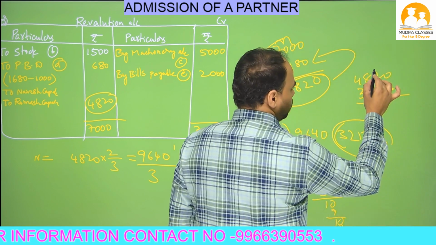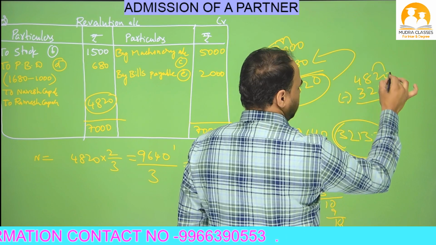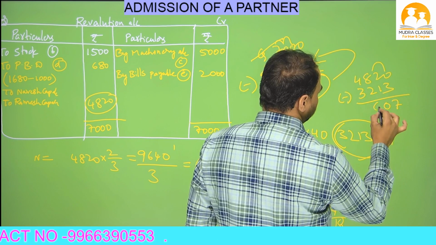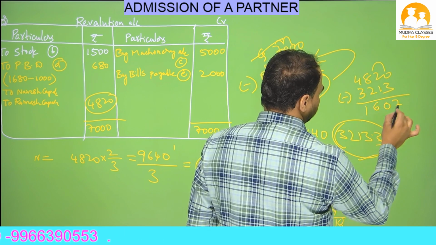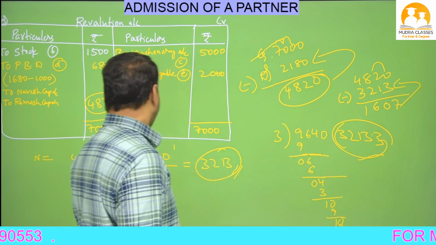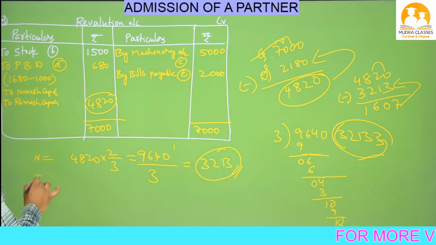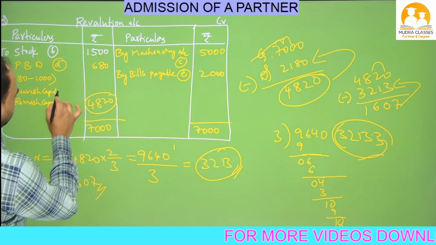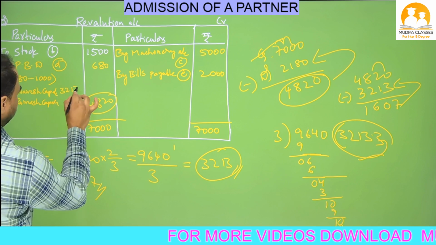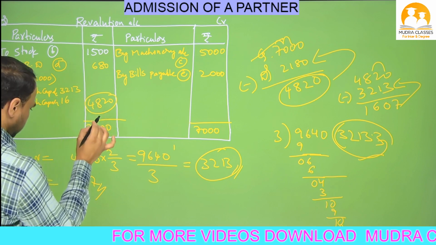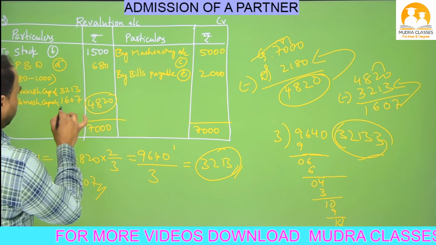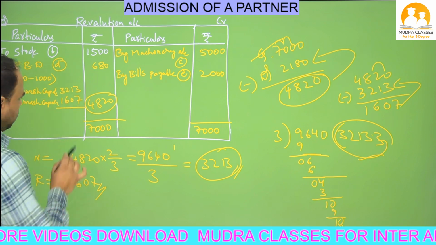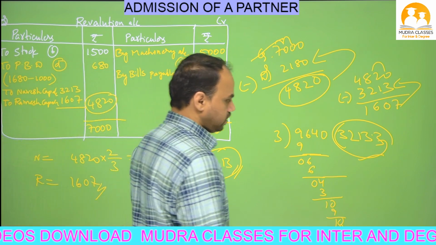So do the subtraction. 10 minus 3 is 7, 1 minus 1 is 0, 8 minus 2 is 6, 4 minus 3 is 1. So 1607 is got by Ramesh. 1607 belongs to Ramesh. So we have to write here 3213 and 1607. This profit we have to transfer to the partners' capital account.